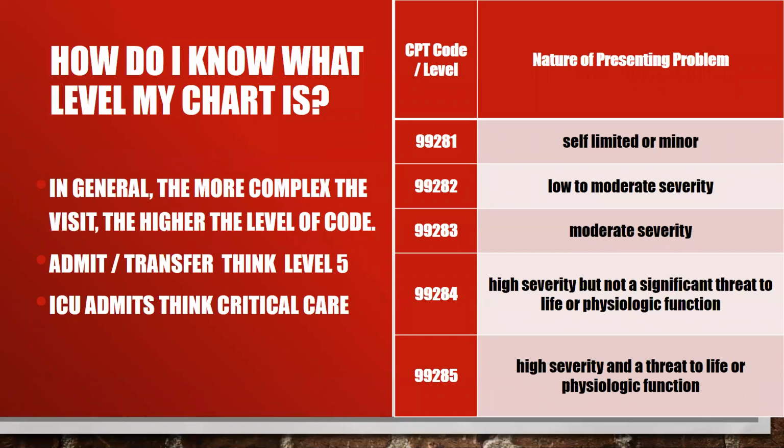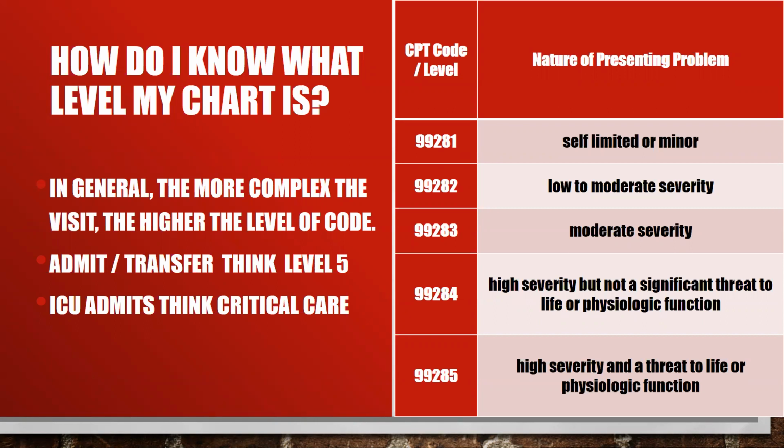So in general, the more complex the visit, the higher the level of the code, right? So if you're admitting or transferring somebody, start thinking level 5 chart. If you're sending somebody up to the ICU, you should probably be thinking critical care. Here's kind of a general breakdown, right? So the 99281 is very self-limited things. 99282 is a very low to moderate severity. 3 is moderate. 4 is worse than moderate, but still not life threat. And 5 is higher severity, things that may actually become a life threat.